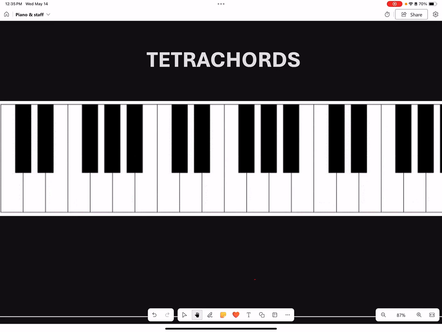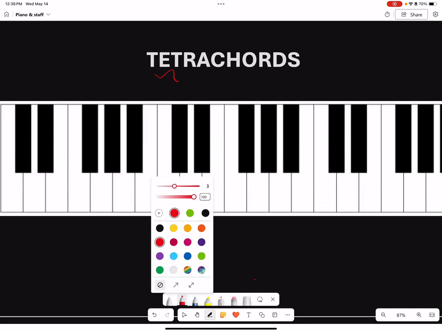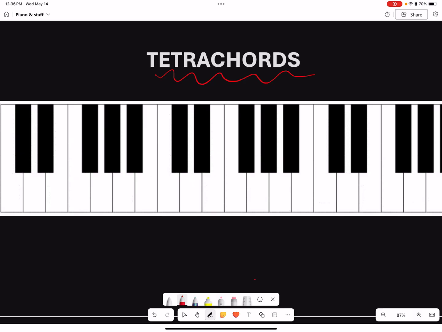Here's your lesson today. I'm sorry that I'm out, but I made this lesson for you so you can keep going with some musical education while I'm away. Today's lesson is, as you can tell, about tetrachords. Okay, it's my favorite thing ever.